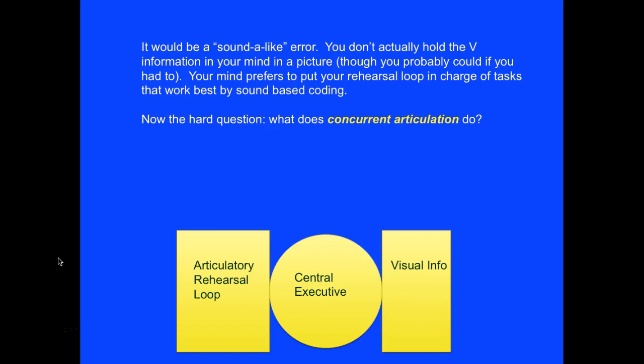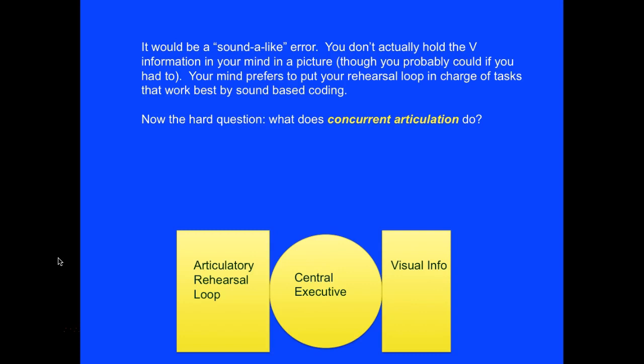Well, it's interesting to think about. One thing it does is take up your articulatory rehearsal loop. In other words, while you're saying a word over and over in your mind, "the," your articulatory rehearsal loop has a job to do. You're using it. So what's the consequence for using it? That means it's not available for whatever the other task is. Remember, this is a dual task. You're doing two things at once. It's not available for the other task.